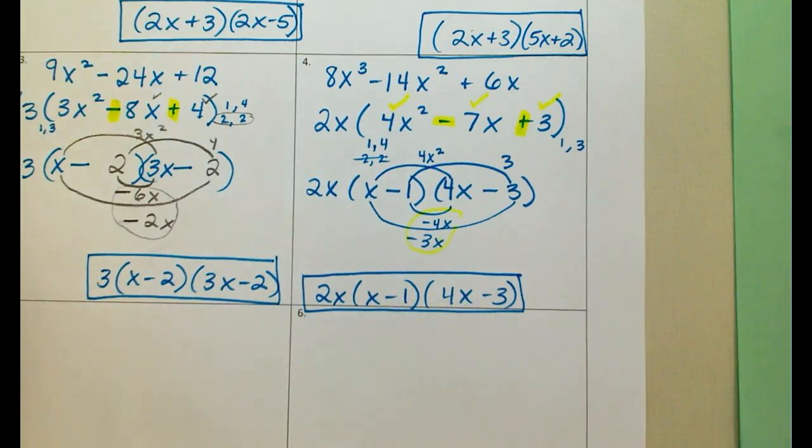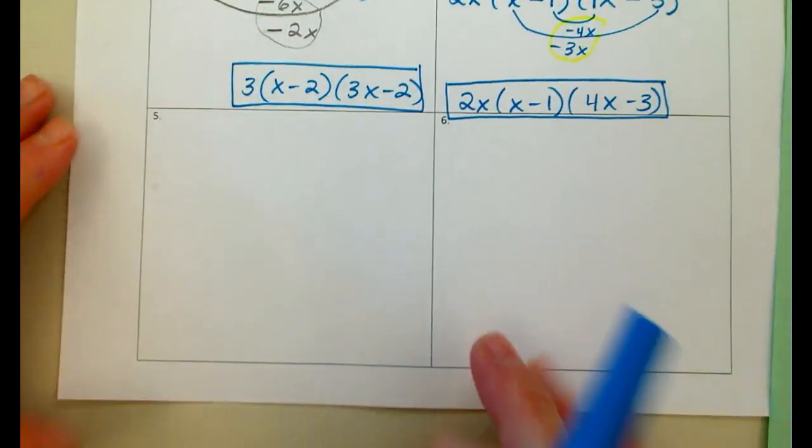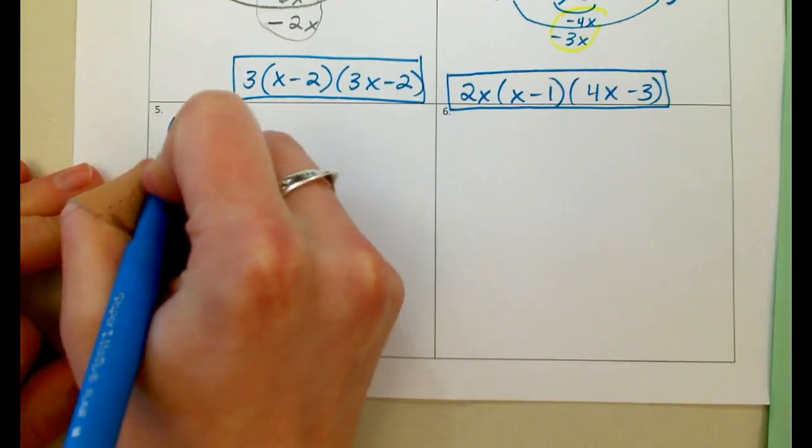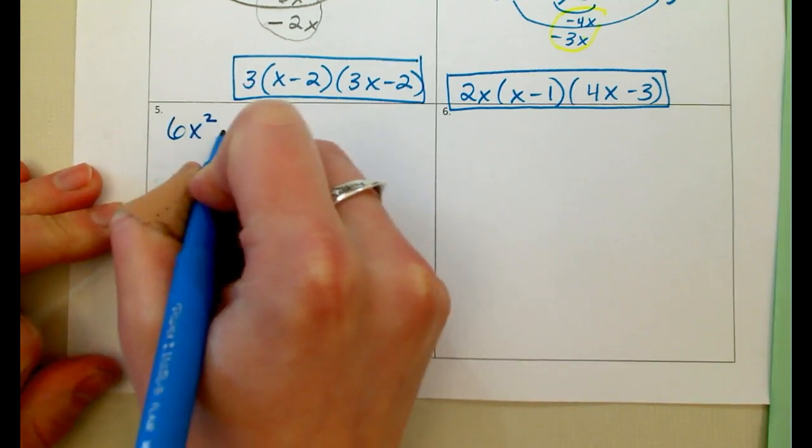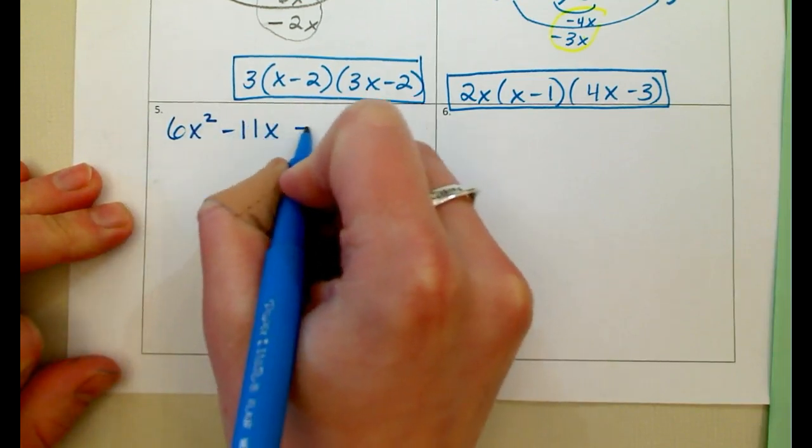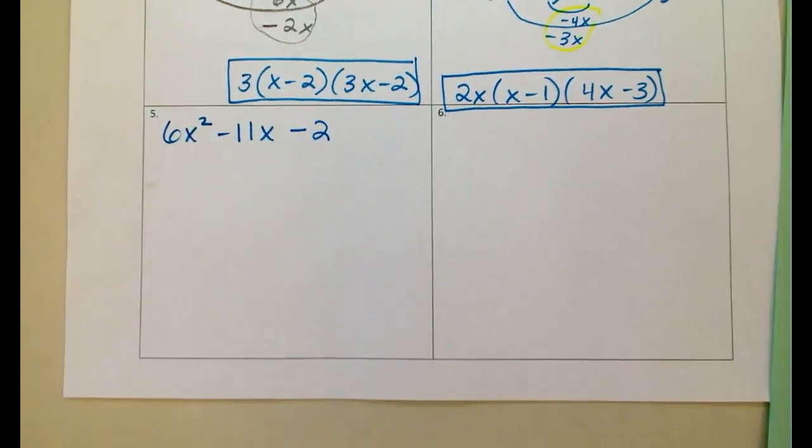Okay, on to number 5. Our problem reads 6x squared minus 11x minus 2. Pause the video and try factoring this problem out.